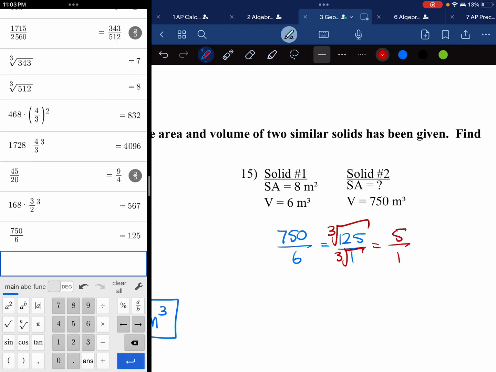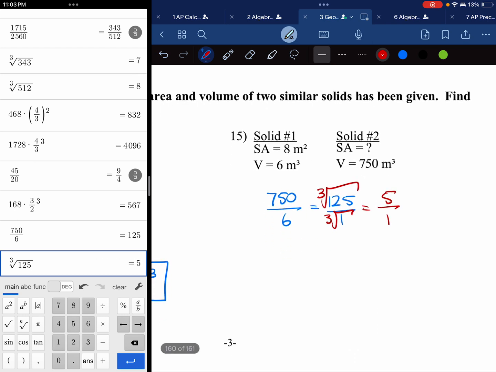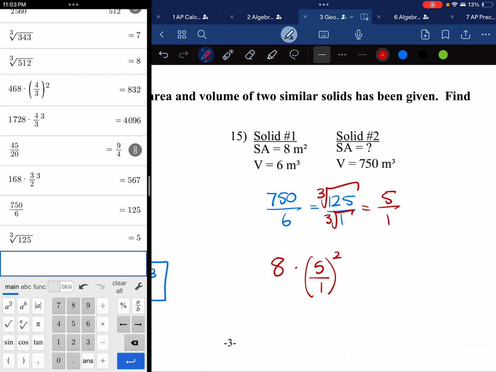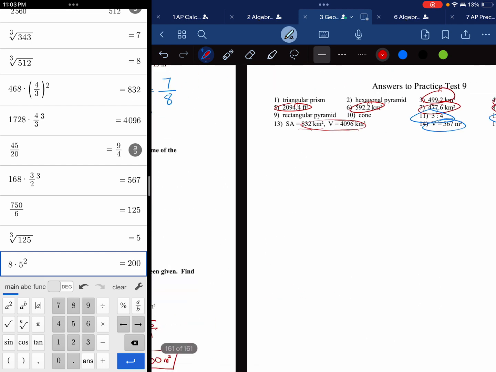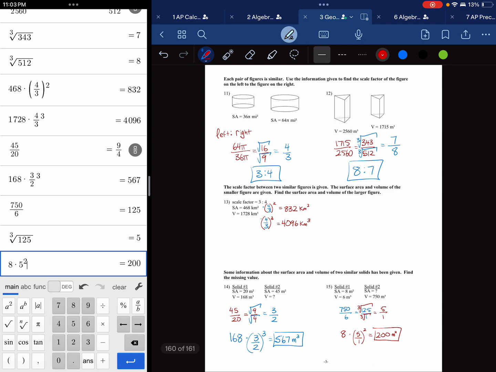If you don't trust me, you can do the cube root on your calculator of 125, and you can see that's 5. So now we just take our surface area. Our surface area is 8, and multiply by 5 over 1. But both of those need to be in area land, which means we need to square it. So if I say 8 times 5 squared, we get our final answer, which is 200. The units here are going to be in meters squared, not meters cubed. 200 meters squared, and that concludes the practice test. Thanks for watching.